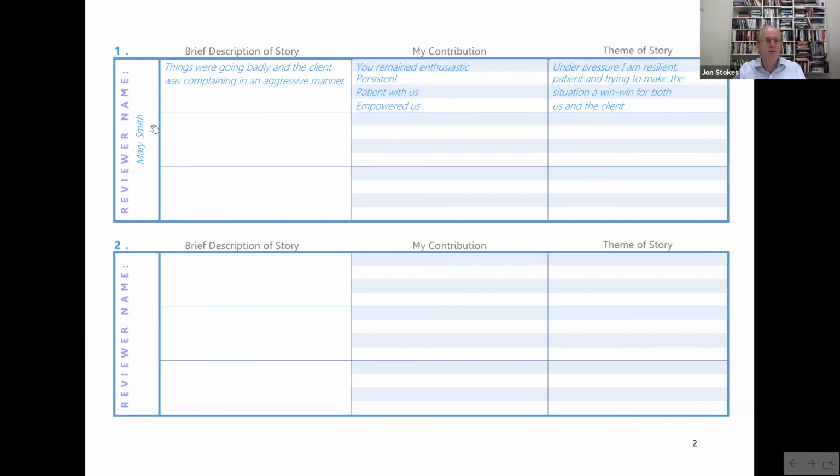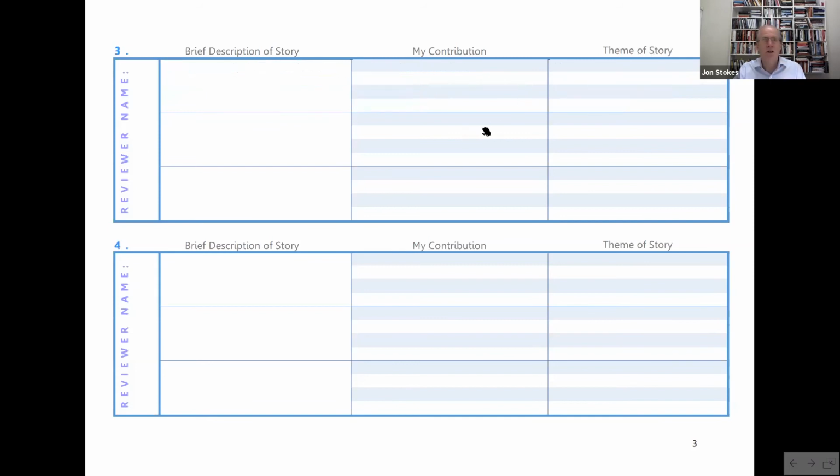So Mary Smith gave a story in which things were going badly and the client was complaining in an aggressive manner. Your contribution, my contribution: you remained enthusiastic, persistent, patient with us and empowered us. Theme of the story: under pressure, I'm resilient, patient, and trying to make the situation a win-win for both us and the client. So this is written by the client, the person about whom this report is. They've jotted this down. You've got to imagine here when they've read through Mary Smith's first story: brief description of story, contribution, what's the theme?